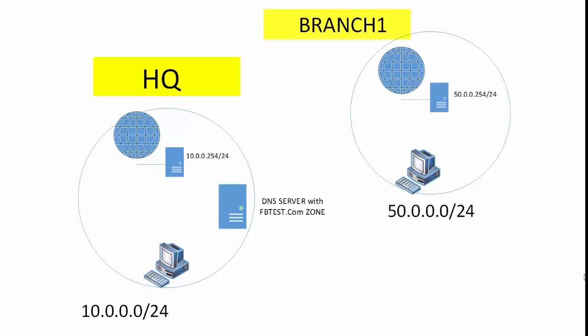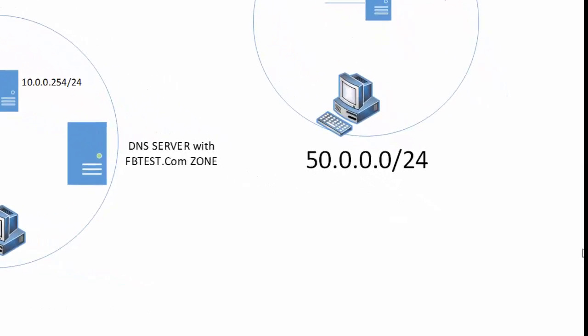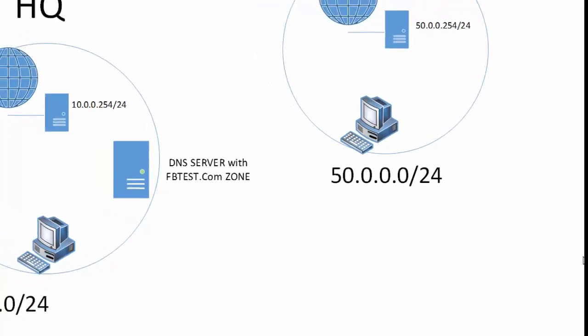To demonstrate this feature, I've got this little environment set up where I've got a headquarters site and a branch site. And I have two PCs on two different subnets. You can see at headquarters there, we've got subnet 10, and at branch one, we've got subnet 50. And I've got a single DNS server at headquarters that has a DNS zone called FB test. It has other zones as well on there, but this is the zone we're working with today, FB test.